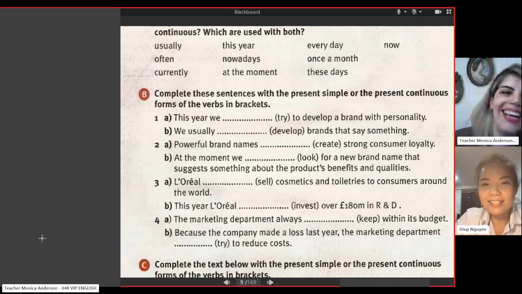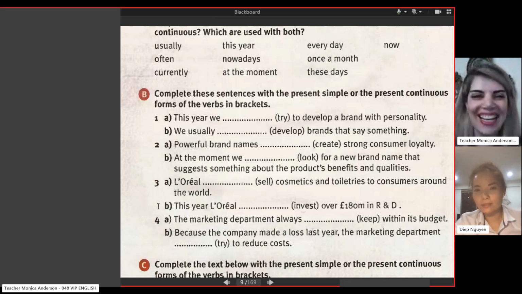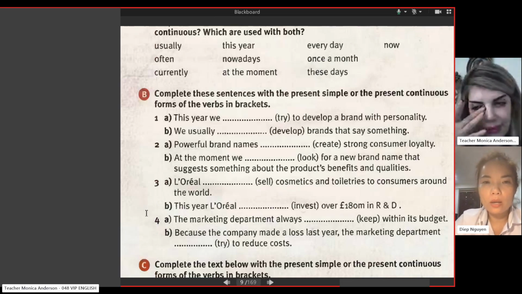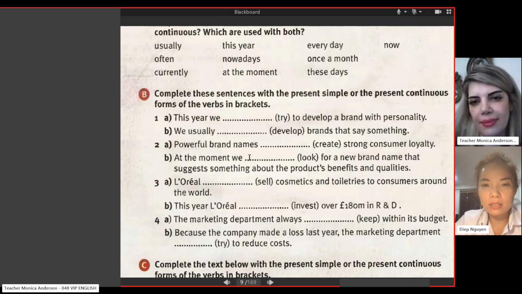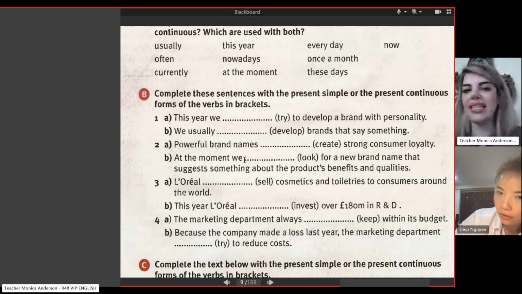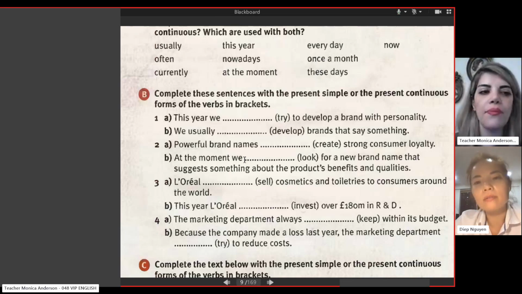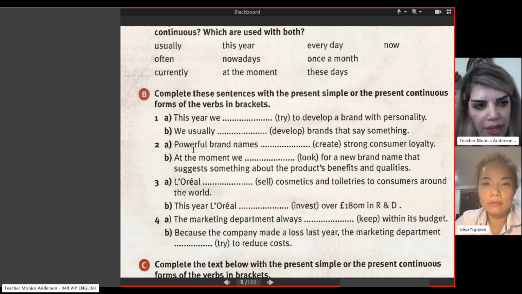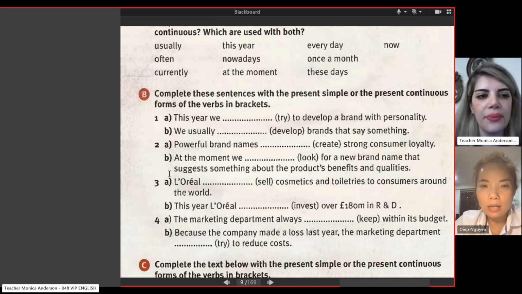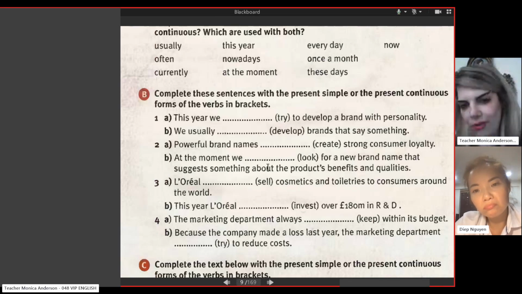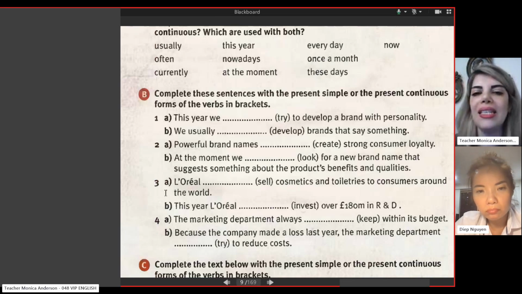This year we're trying to develop, excellent. We're trying. Yes, we usually develop. Excellent. To develop powerful brand names. Great. Very good. And the next one, at the moment, we are looking for, very good. You're looking.